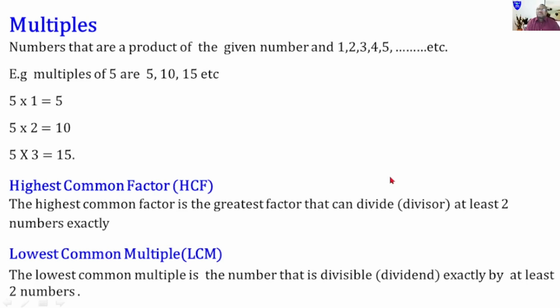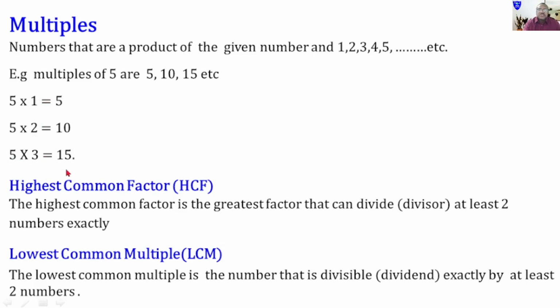And numbers 1, 2, 3, 4, 5, 6, 7, 8, etc., etc. Right. For example, you've got multiples of 5 here. You've got 5, 10, 15, etc. All these have been found by multiplying 5 by 1, 2, 3, and so on. Right? If you multiply 5 by 4, you get 20.